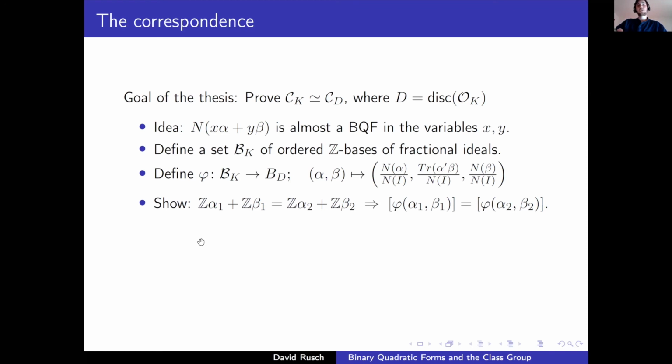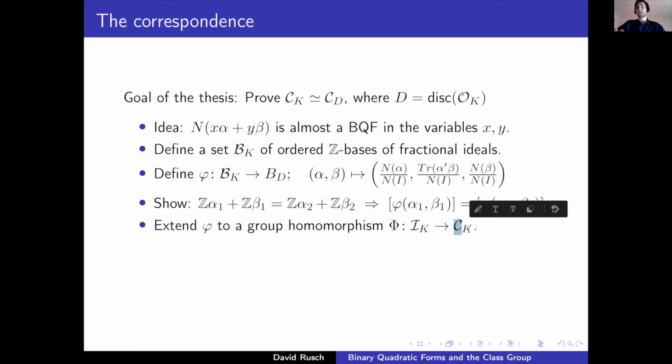Then the next thing we show is that if we take a different basis for the same ideal or the same fractional ideal, we end up with the same class of binary quadratic forms. And this then allows us to extend the map phi to a group homomorphism, which we call capital phi. This goes from the fractional ideals to the class group, narrow class group of ideals.